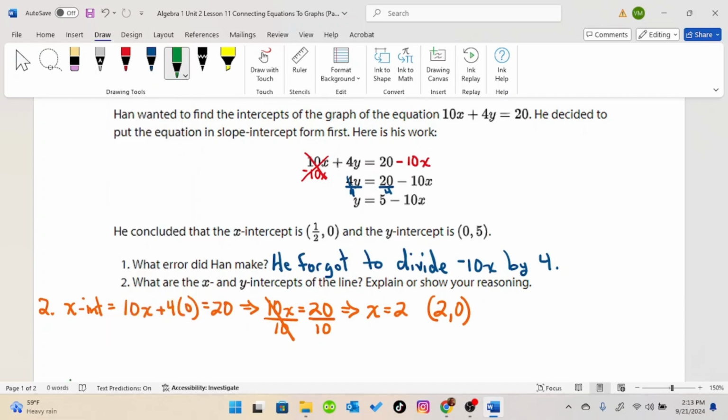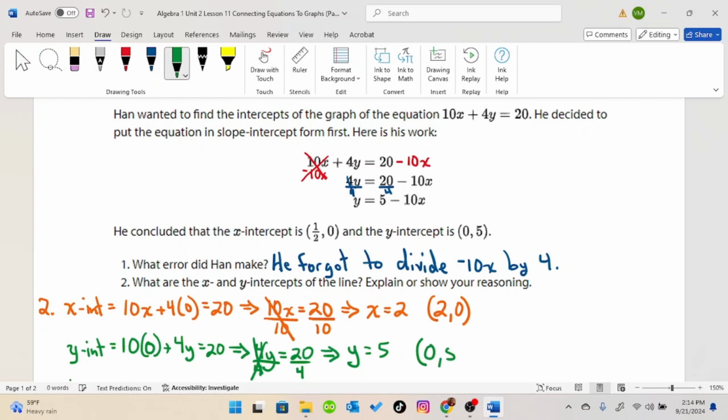To find the y-intercept, you're going to do the opposite. You're going to let x be 0. So 10 times 0 plus 4y equals 20. 10 times 0 is 0. So you have 4y equals 20. You divide the left by 4 and the right by 4. This gets rid of it on the left. And 20 divided by 4 is 5. So your y-intercept is (0, 5).